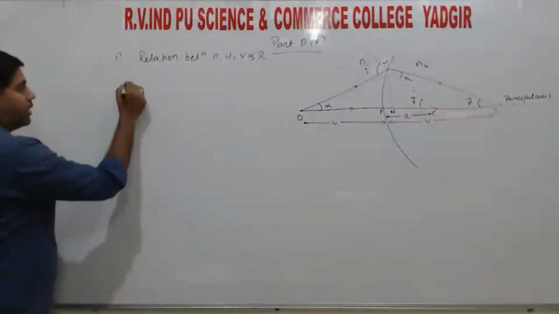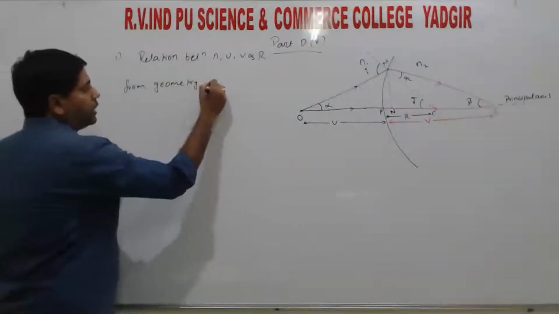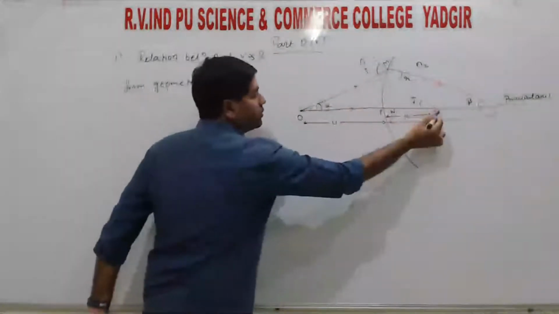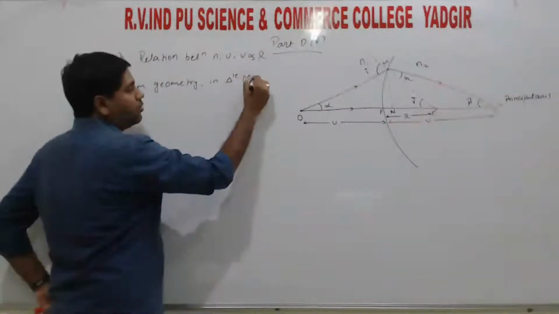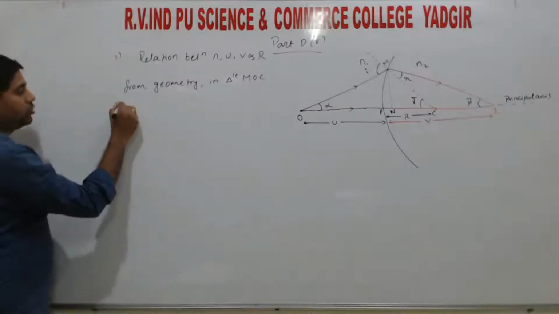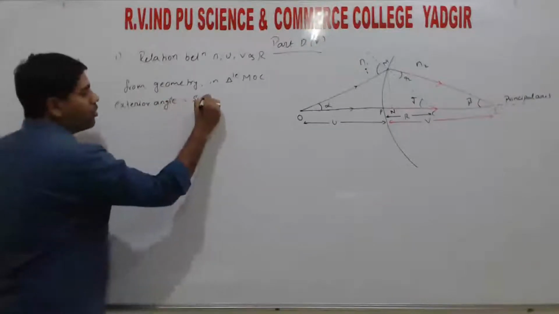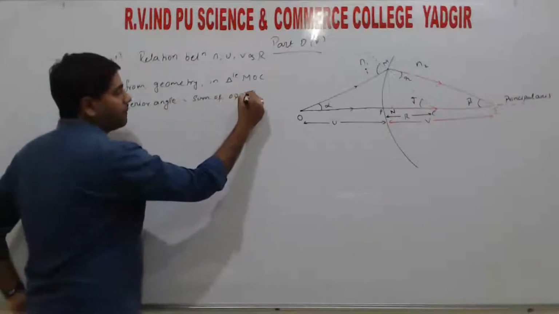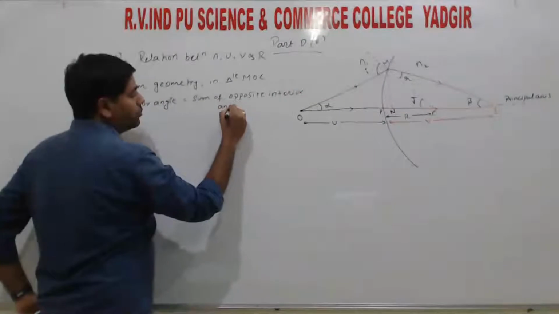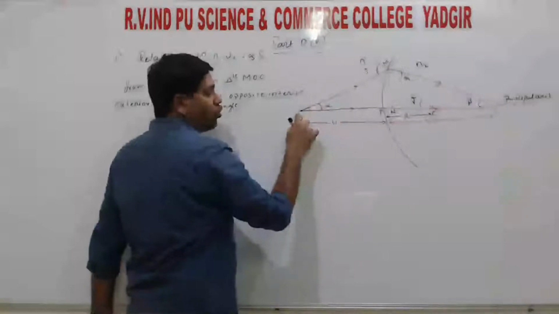So from the geometry, in triangle, so considering the triangle MOC, right? So exterior angle is equal to the sum of the opposite interior angles, right? So first we consider one triangle, so that is the triangle MOC.